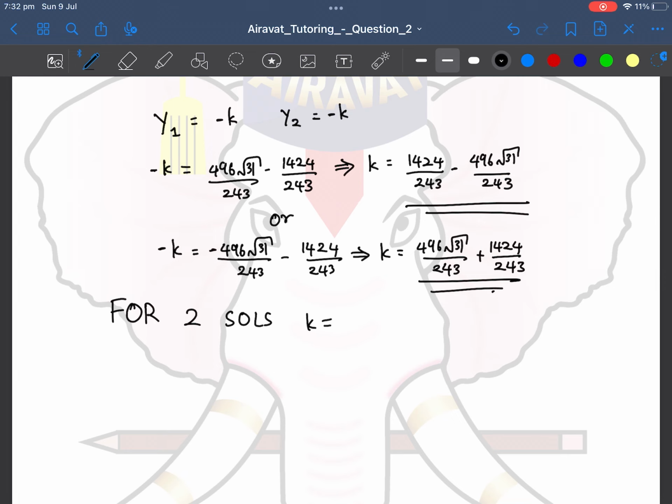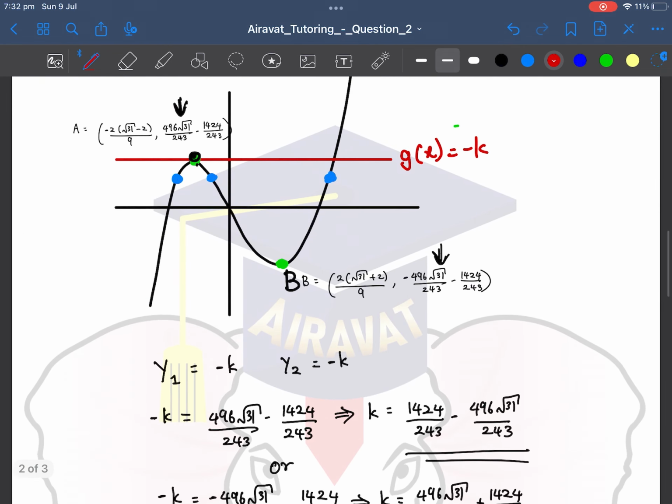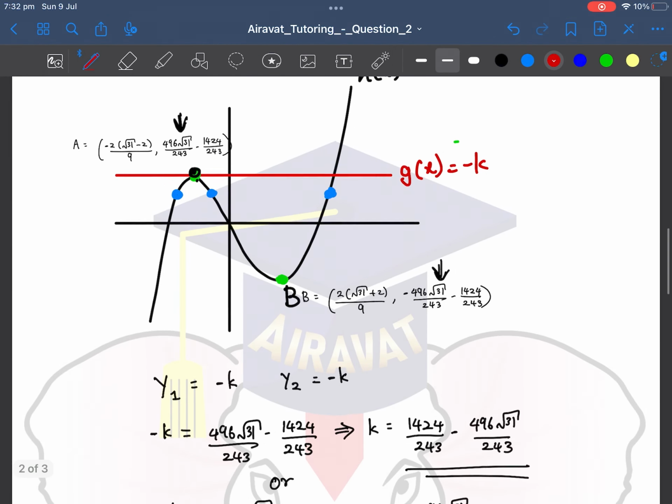So these are the k values for which there are only two solutions. It makes perfect sense because as you can see here, these two graphs intersect twice at this particular y value, and y equals to minus k. Alright, now what should I do when I'm finding the k values for just one solution?